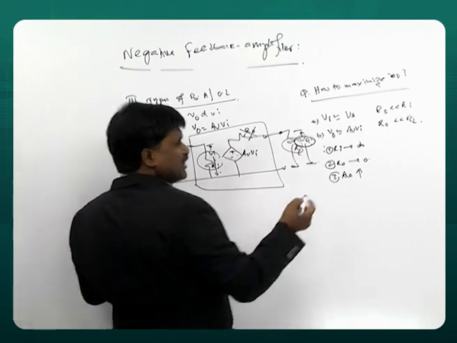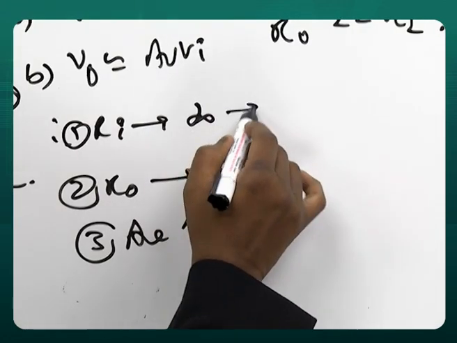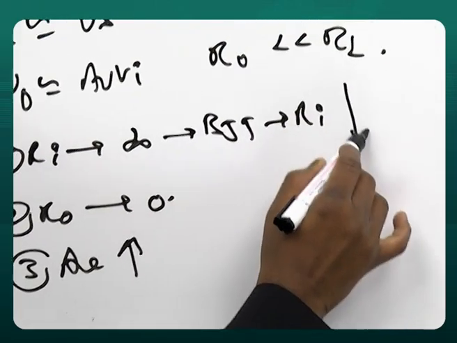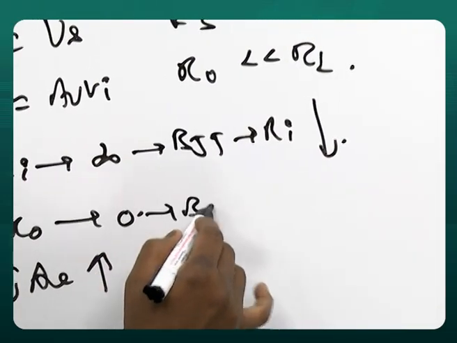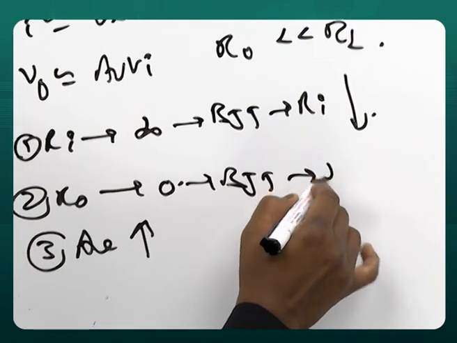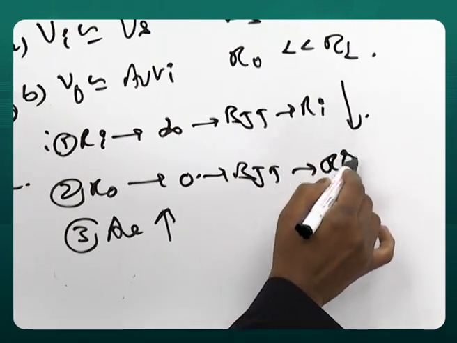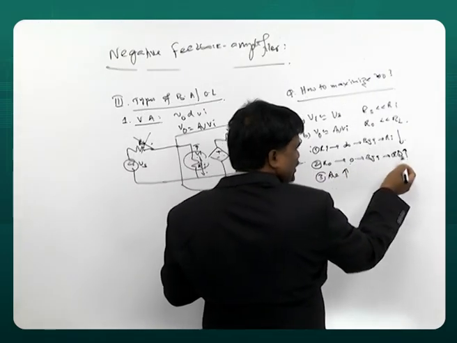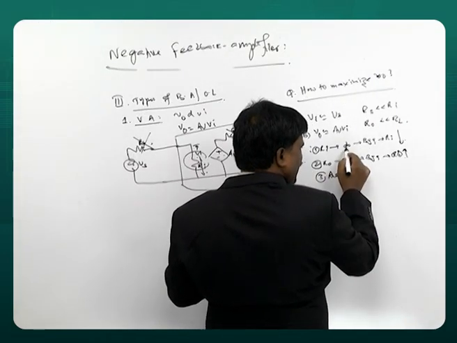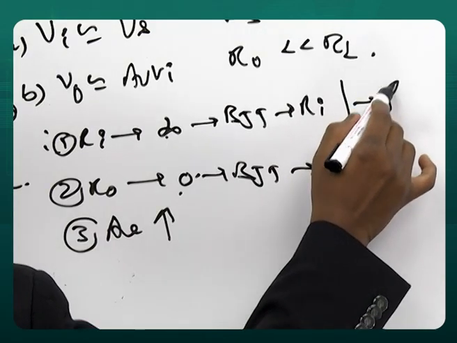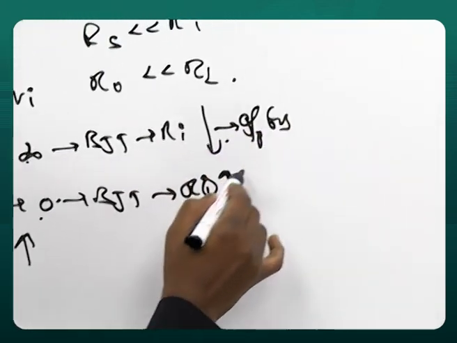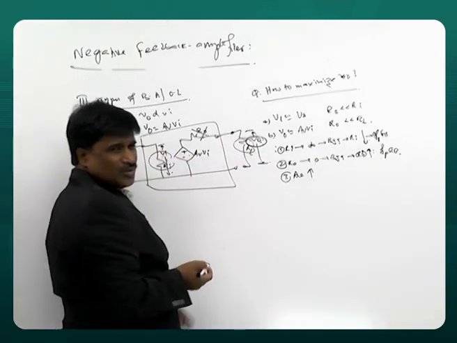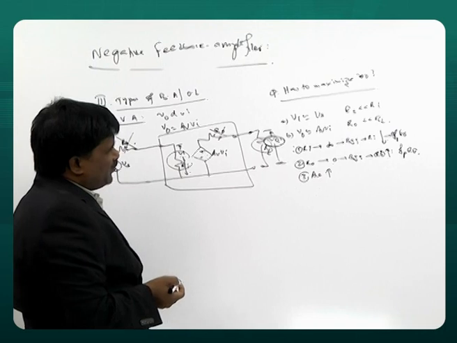But very unfortunately, if you take BJT, in BJT input impedance is low. Output impedance is high. When I'm asking for low, it is giving high. When I'm asking for high, it's giving low, because input is forward bias, output is reverse bias. So we are unable to achieve what we wanted.